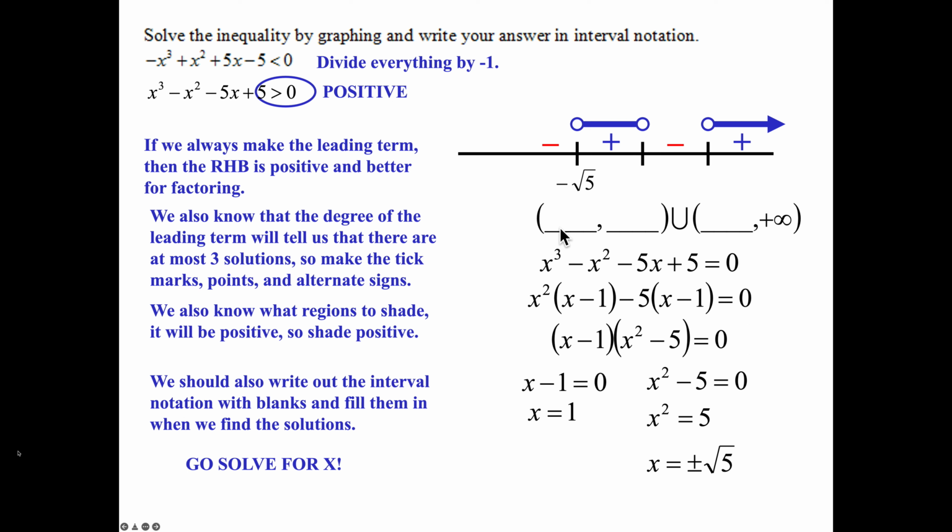So the negative square root of 5 is first. And let's see, who's bigger, 1 or square root of 5? Well, square root of 4 would be 2, so 1's next. Then the positive square root of 5. We put them in our blanks, and there's our answers. You are done. So that wraps up our polynomial inequalities.